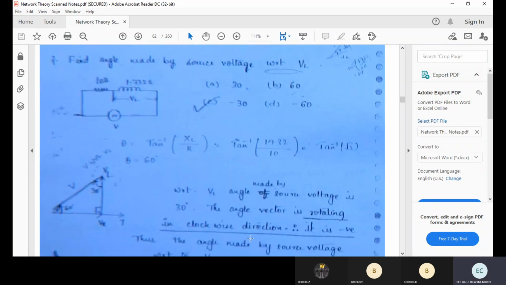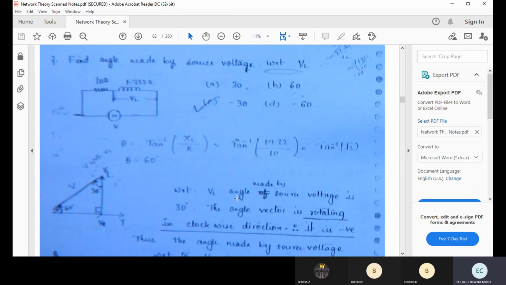Find another problem. You just look here. Find the angle made by the source voltage. What is the angle? Just now we have seen for the series RL circuit, theta is equal to tan inverse of XL by R. Then what is theta here? Your theta is equal to tan inverse of XL by R, where your XL value is L into omega.